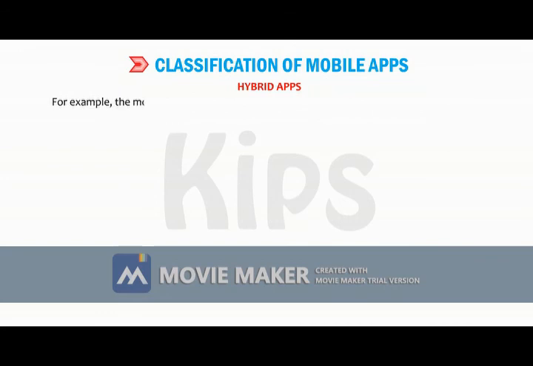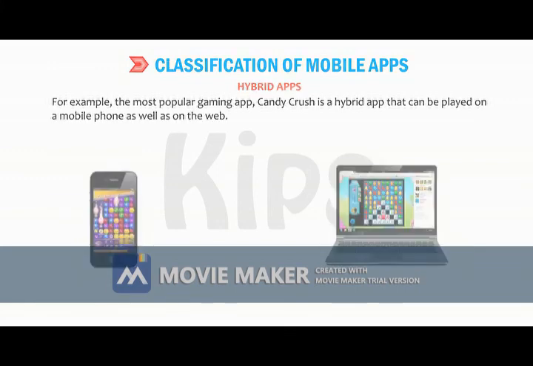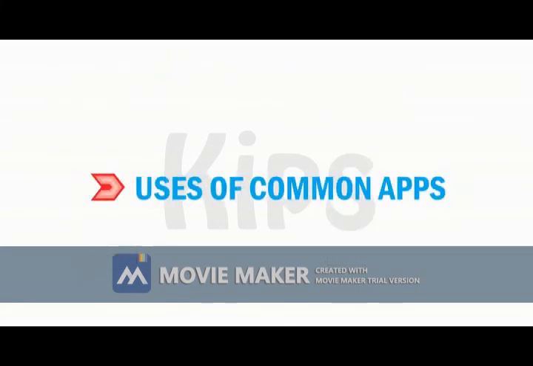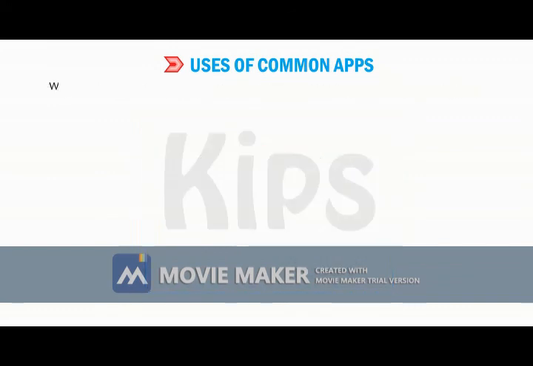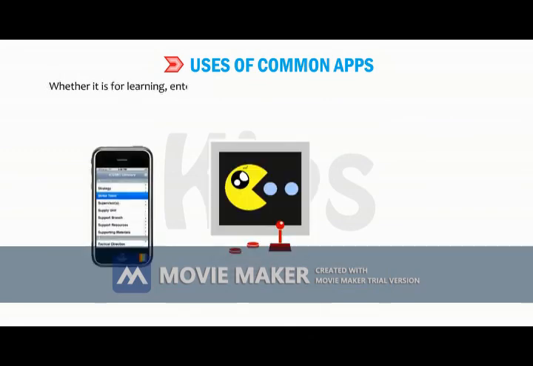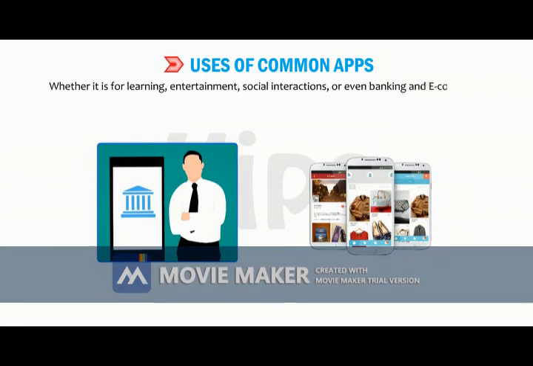For example, the most popular gaming app, Candy Crush, is a hybrid app that can be played on a mobile phone as well as on the web. Okay, students, let us talk about uses of common apps. Apps have become so prevalent today that a suitable one can be found for almost any job. Whether it is for learning, entertainment, social interactions, or even banking and e-commerce, there is an app for every purpose.